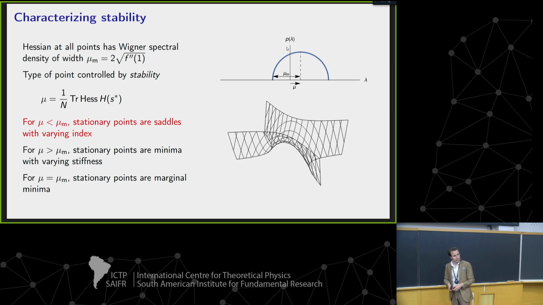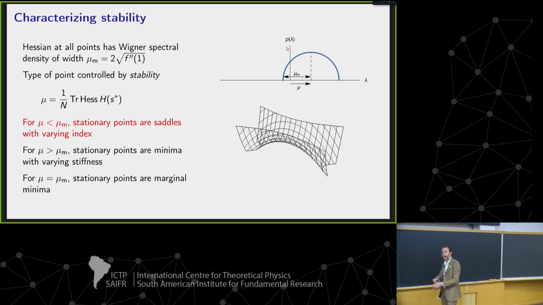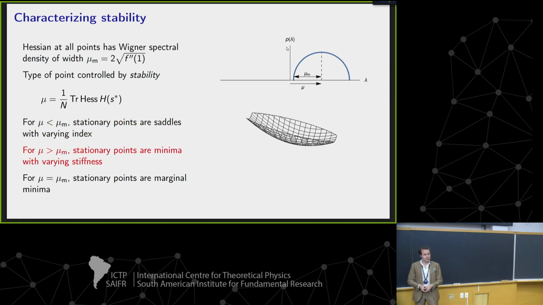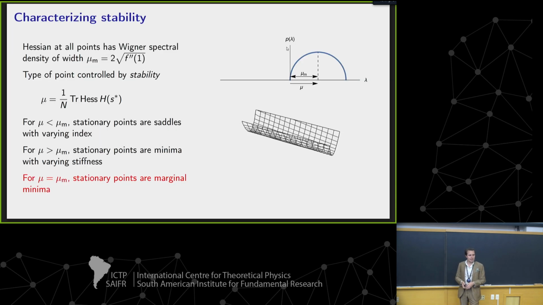So if we have this mu, the stability, less than the mu-m value, then we have saddle points of different index because we have some number on average of downward directions. If it's greater than the marginal stability, then we have minima of different stiffness because we only have positive eigenvalues in the spectrum. And if it's exactly the same as the marginal stability, then we have a pseudo-gap in the spectrum of stationary points, and you have so-called marginal minima with very flat asymptotic directions.